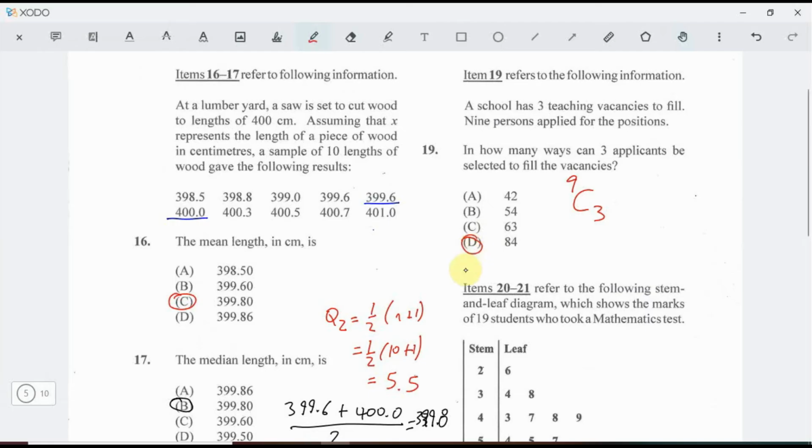That's option D. But what if you're one of those students that say, well, sir, that is so boring, I want to work it out? You can work it out by using the formula. Remember, this is the formula for nCr.